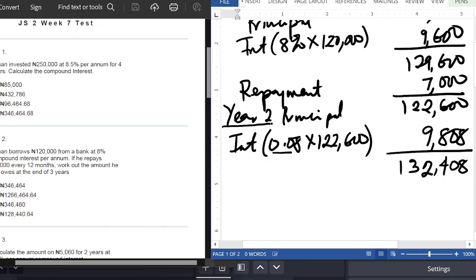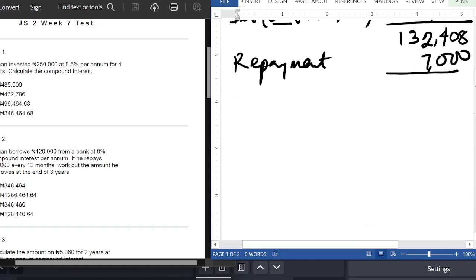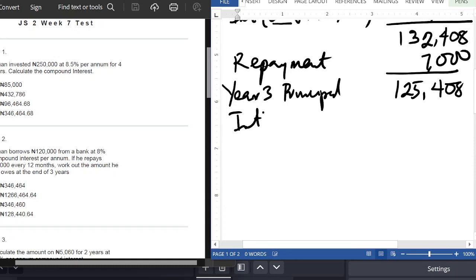So at the end of year two, he again makes a repayment of 7,000 naira. We subtract this again to give us the principal for year three. So that means we have 132,408 minus 7,000, which gives us 125,408. So this will be the year three principal. I hope I'm making sense. Then we calculate the interest for year three again.